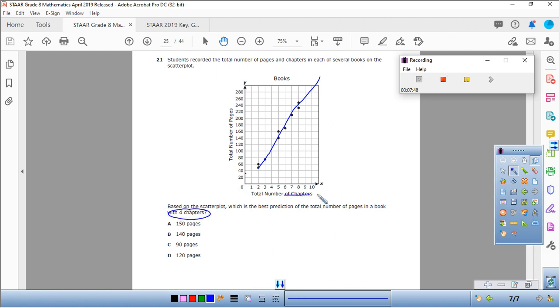4 chapters. Where's 4 chapters? Here's 4 chapters. So I go up around here, because the dots will happen around it. I'm really liking 120. And there's my answer. You okay with that one? It's not too bad. That one will come out on your test.